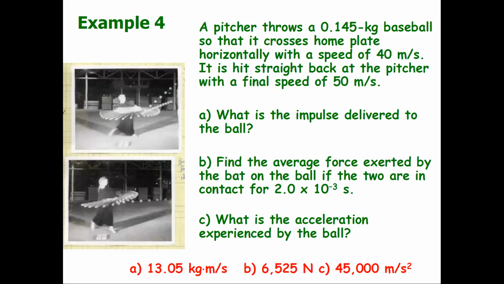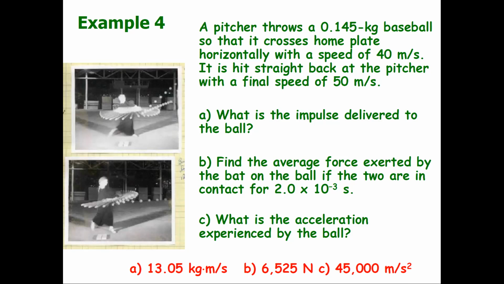Okay, let's look at the example on impulse. We have been given this picture: a pitcher throws a 0.145 kg baseball so that it crosses home plate horizontally with a speed of 40 meters per second. It is hit straight back at the pitcher with a final speed of 50 meters per second. The first part of the question asks: what is the impulse delivered to the ball? I've mentioned in the definition that impulse is nothing but the change in momentum.